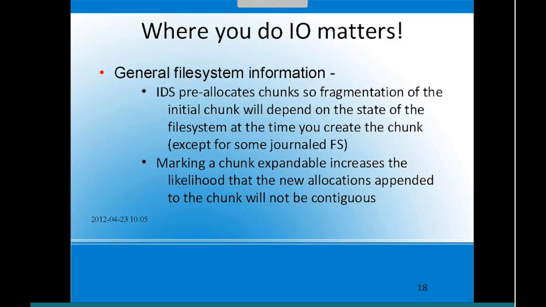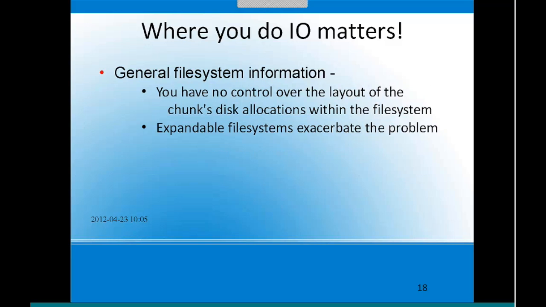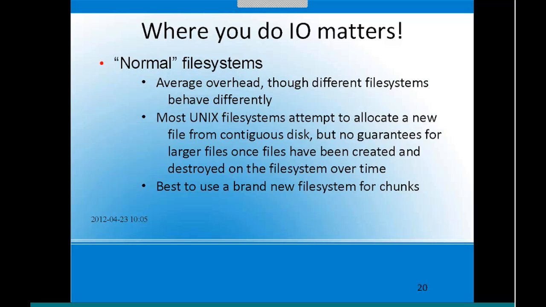But if you mark your chunk expandable, when Informix expands the chunk, you have no idea whether that new piece will be even close to contiguous with the existing pieces of the chunk. Now, that's no worse than creating a new chunk instead, since that may not be contiguous either. But it is something to keep in mind. You have no control over the layout of the disk storage within the chunk, within the file system, and that's up to the file system. We'll talk about that in a little bit.